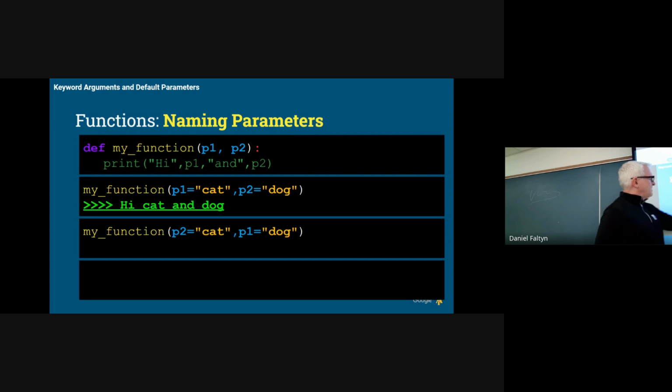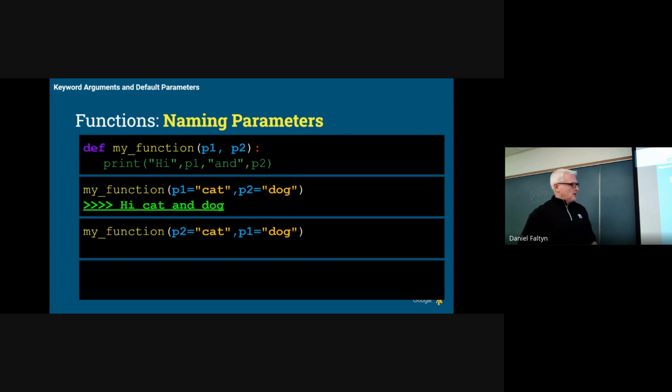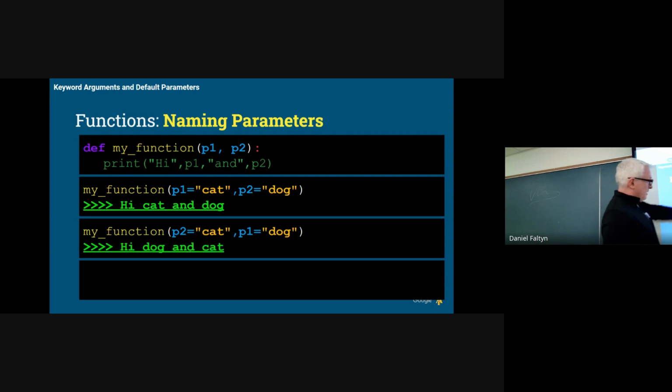Can anyone predict what the message is going to be in that case? Yeah. It's going to say hi dog and cat. So, positionally, in this one, I put in cat and dog, and it prints out cat and dog, but here it prints out dog and cat, because it's using this name to determine which parameter it is.